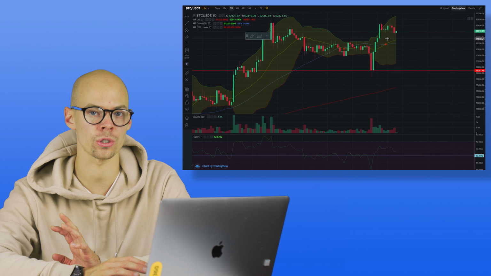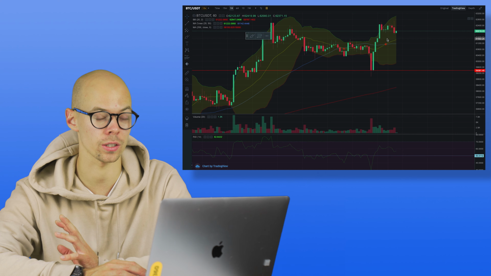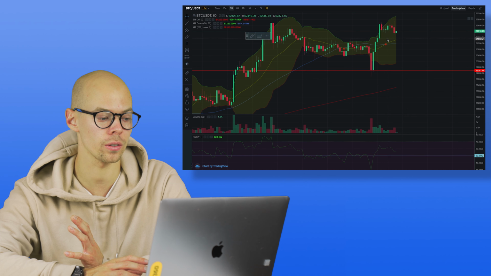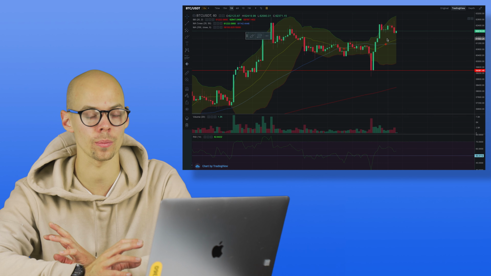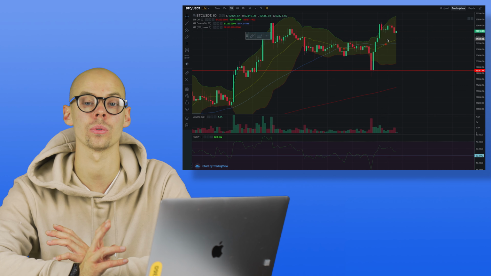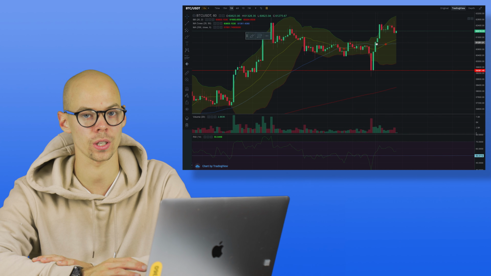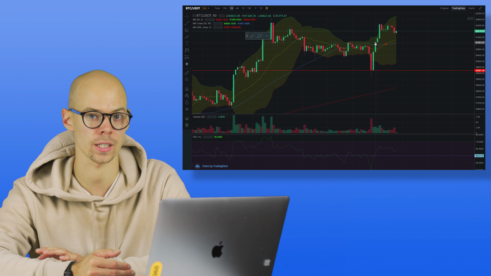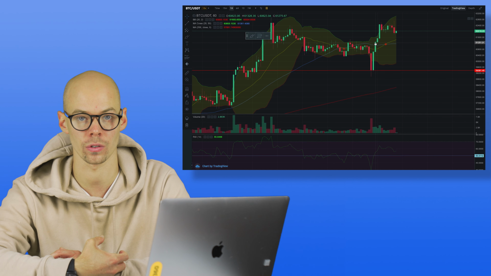Now, I don't use Bollinger Bands to indicate which way a market's going necessarily. I use other indicators for that. However, in combination with Bollinger Bands and other indicators that we've already gone through, it gives you a pretty good idea of when volatility is coming. And I personally like to trade volatile times.